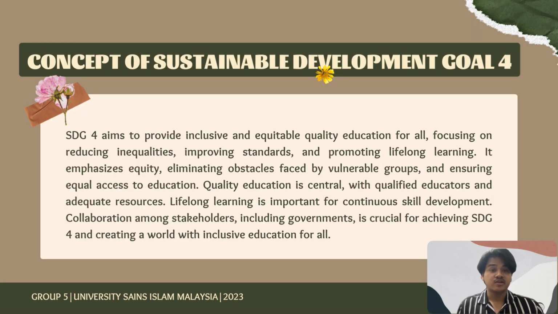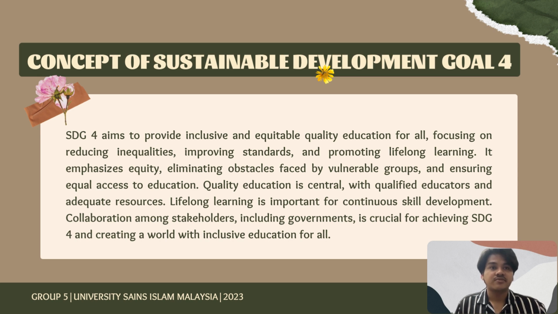Next, I'm going to explain about the concept of Sustainable Development Goal number 4 or quality education. SDG 4 is a key objective of the United Nations 2030 Agenda for Sustainable Development. It aims to provide inclusive and equitable quality education for all. SDG 4 focuses on reducing educational inequalities, improving standards, and promoting lifelong learning.